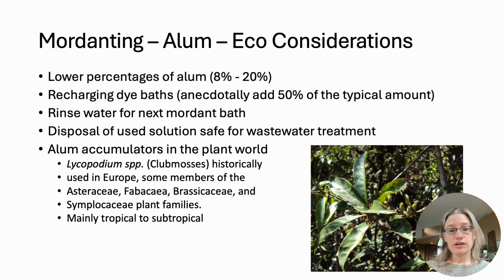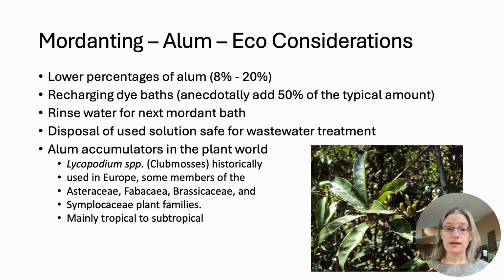So considerations that we can take would be using lower percentages of alum. Some of the conventional dye literature talks about up to 20% weight of fiber, so alum to how much your fiber weighs, but we can get that a lot lower. We can recharge dye baths, so using the same pot with the alum in it over and over to dye additional rounds of fiber. We can use rinse water from one of the baths for the next mordant bath. It already is going to have some alum in there.